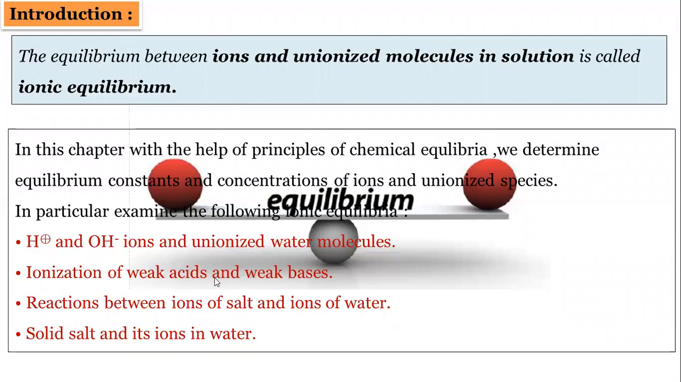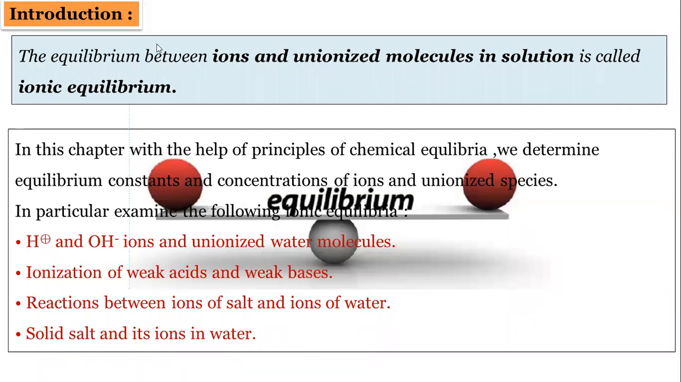Particularly in this chapter, we are going to learn the equilibrium of H plus and OH minus ions and unionized water molecules. Then the ionization of weak acids and weak bases. Further we will discuss what is meant by weak acid and weak base. Then the relations between ions of salt and ions of water. Lastly we will discuss solid salt and its ions in water. This is the content we have to discuss in this chapter.